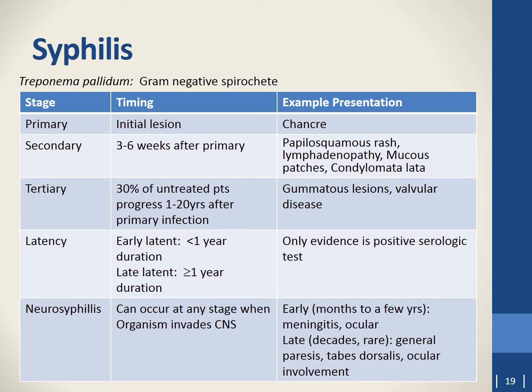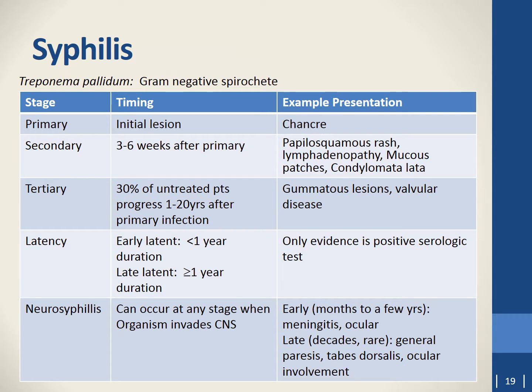3 to 6 weeks after, the stage then converts to being secondary syphilis, and that presents with a different looking rash. It's more papulosquamous. Patients can have some lymphadenopathy, and they can have mucus patches or condylomata. So I think that understanding the different looks of syphilis as we go through the different phases is important. And you can always look up some images of these if it's something that you're not familiar with.